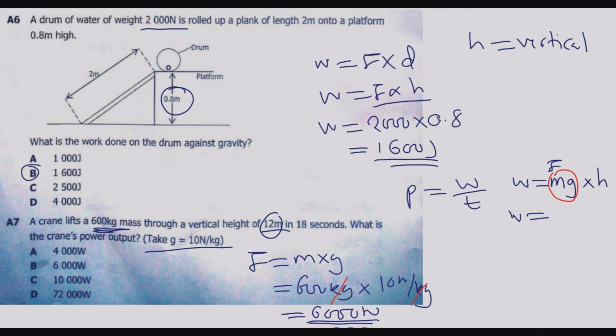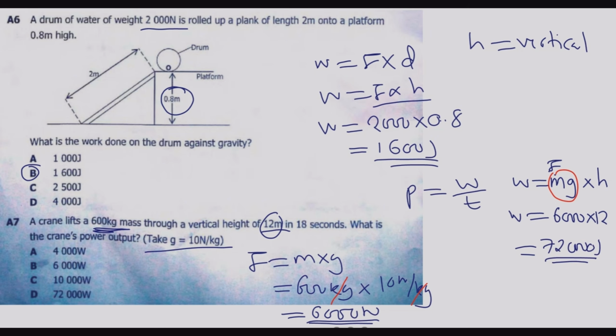Then, having found the force, we can find work done now. In this case, by multiplying 6,000 Newton by the height. What's the height? 12 meters. So when we multiply this, we are going to end up with 72,000 joules as work done. But we are looking for power.